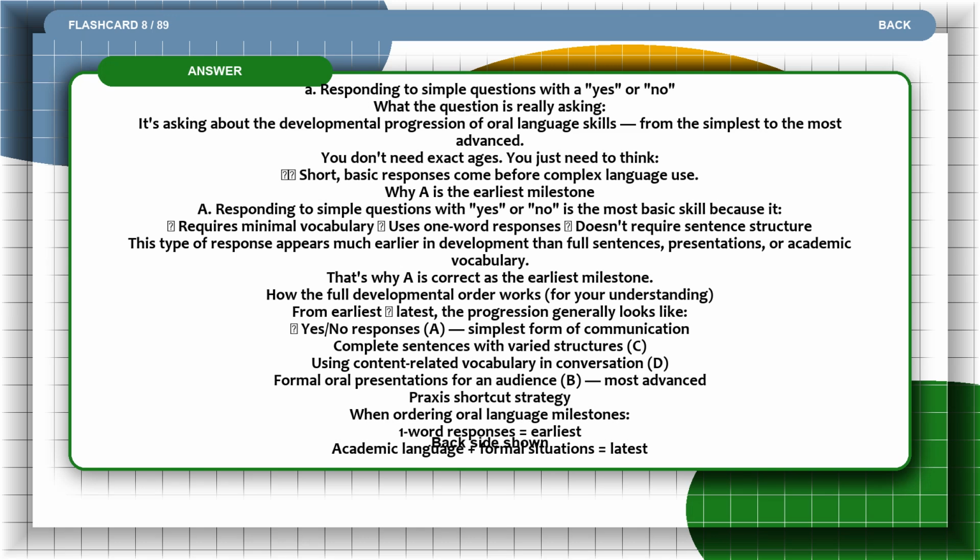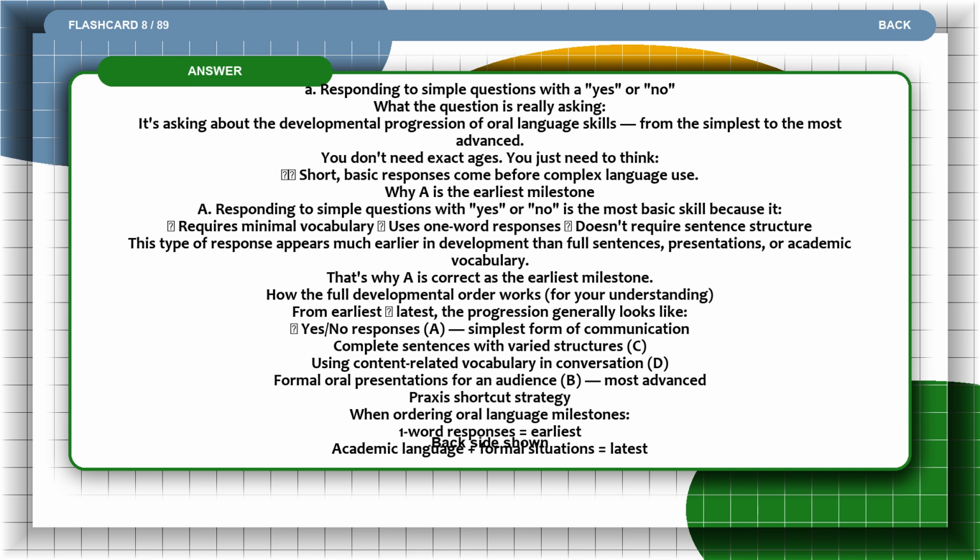What the question is really asking: it's asking about the developmental progression of oral language skills from the simplest to the most advanced. You don't need exact ages. You just need to think: short, basic responses come before complex language use. Why A is the earliest milestone.